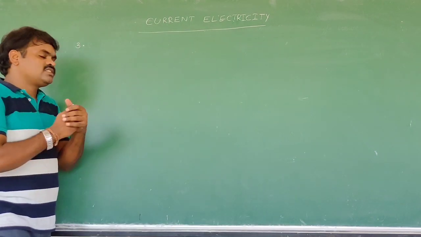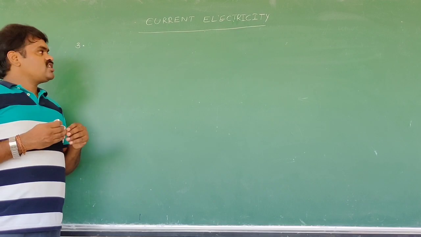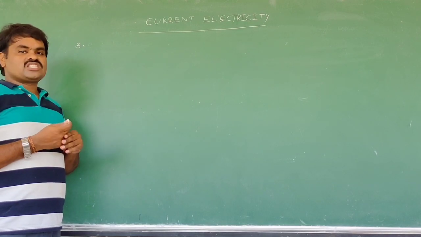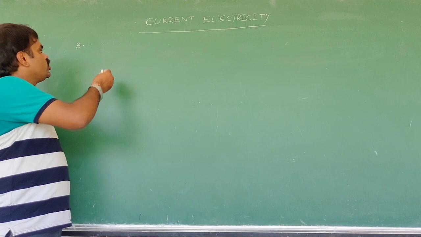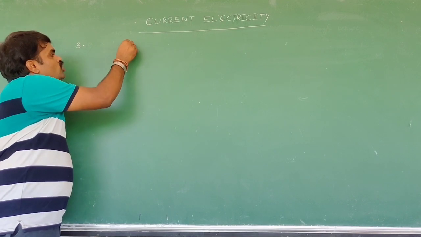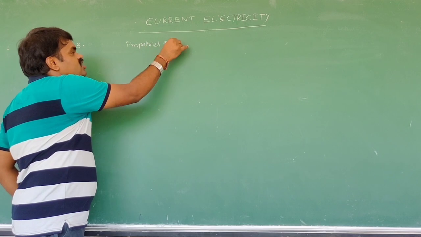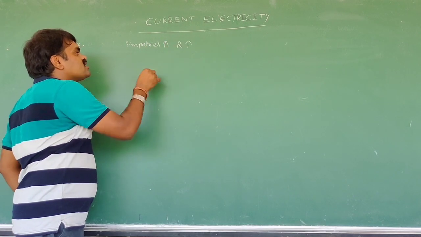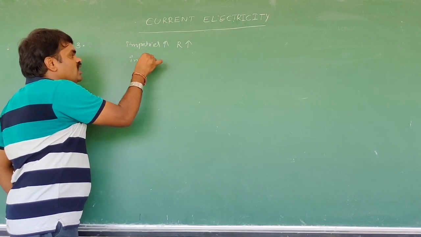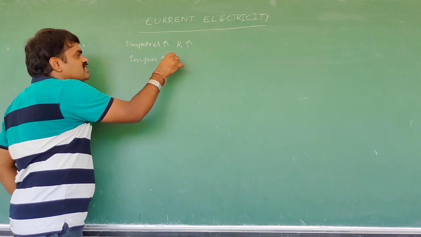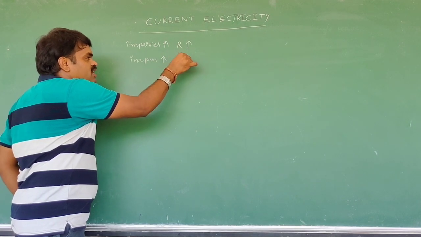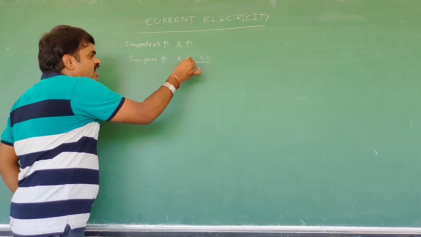Now the third one: the resistance of a conductor increases with increase in impurities. When impurities increase, the resistance of the conductor increases. But when impurities in a semiconductor increase, the resistance of the semiconductor decreases.